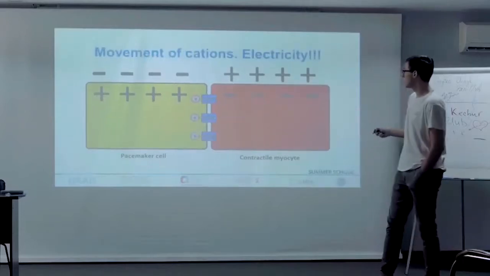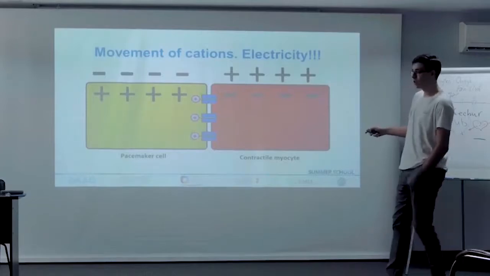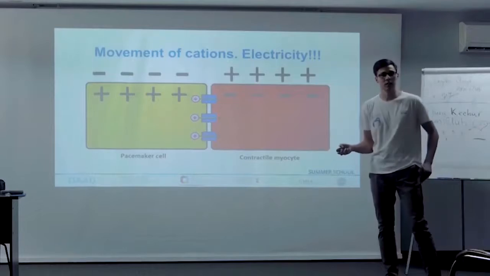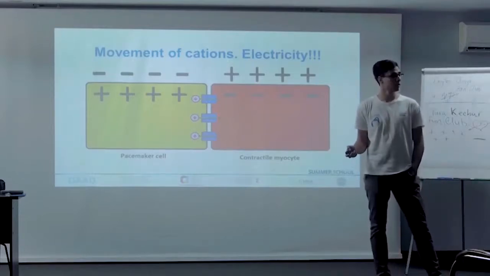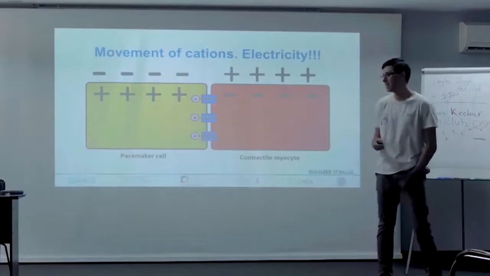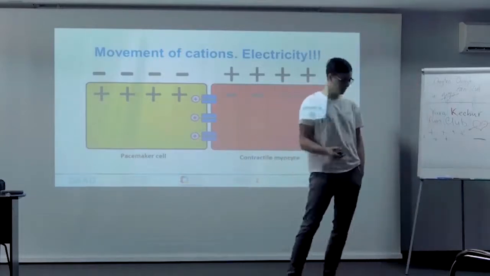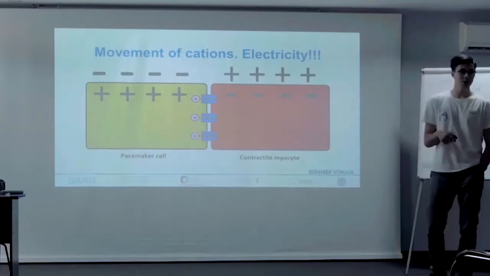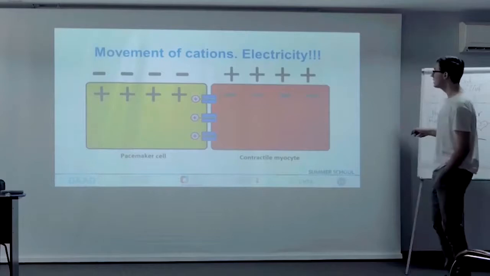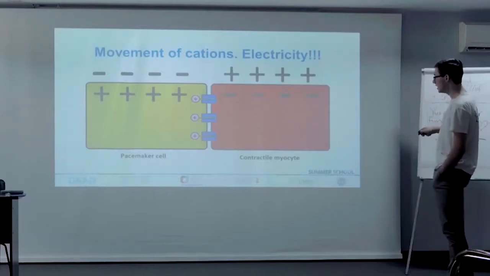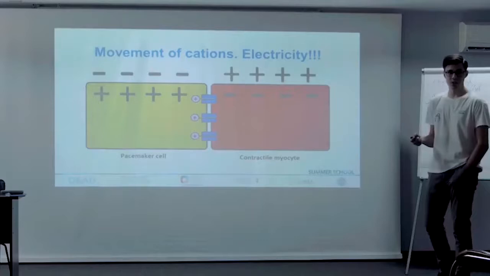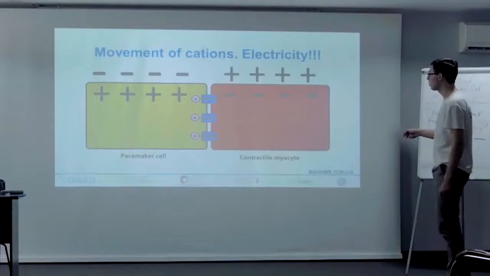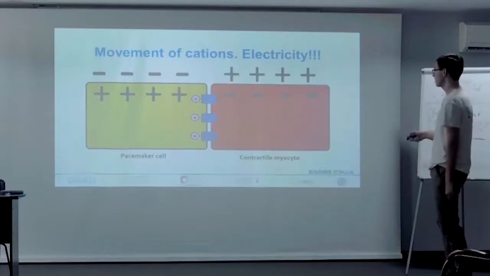So let's speak about our cations. They will go from the positive charge to the negative charge because of electricity. What is electricity? Flow of charge, directional movement of charged particles. This is what we learned in school. Cations are charged particles, positively charged, so they are attracted to the negative charge. This is why they go from the pacemaker cell to the contractile myocyte through these gap junctions.